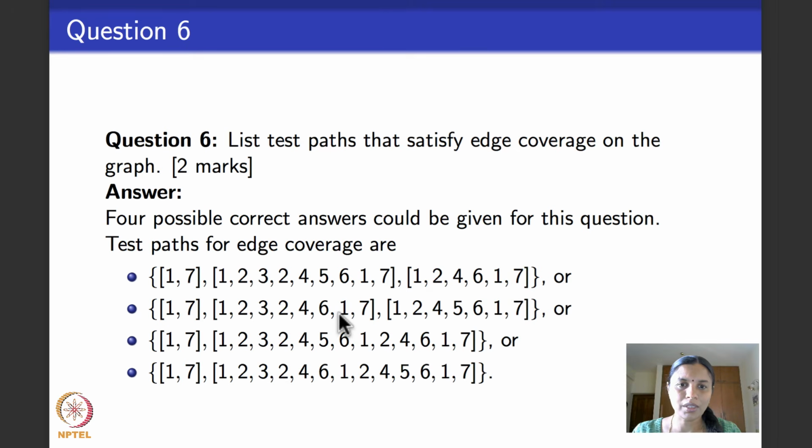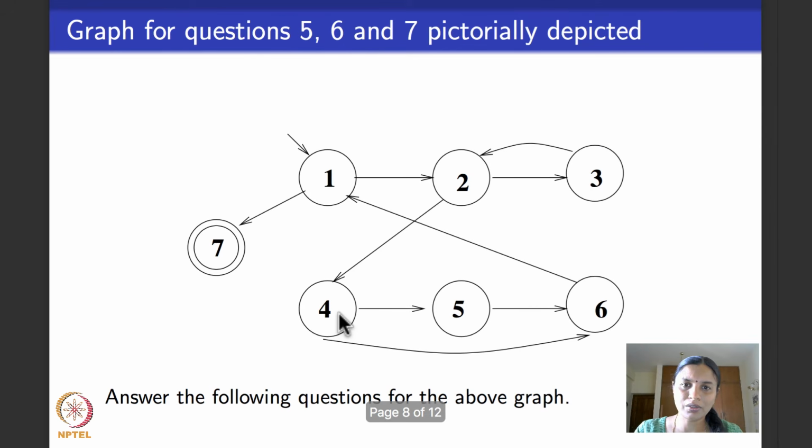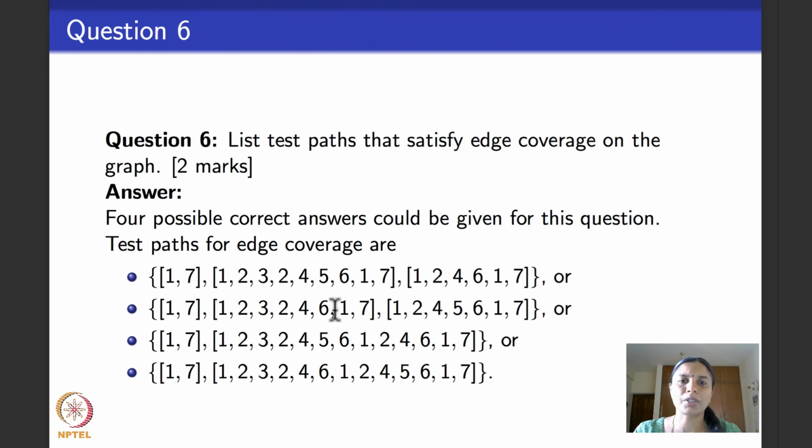This one is the same thing, but I'll just trace it out here. You do 1, 2, 3, 4, 5, 6, 1, 7. Or you do 1, 2, 3, 4, 6, 1, 7. The second one, what I have done is 1, 2, 4, 6, 1, 7. And then I have done 1, 2, 3, 2, 4, 5, 6, 1, 7. So those are the two options here.